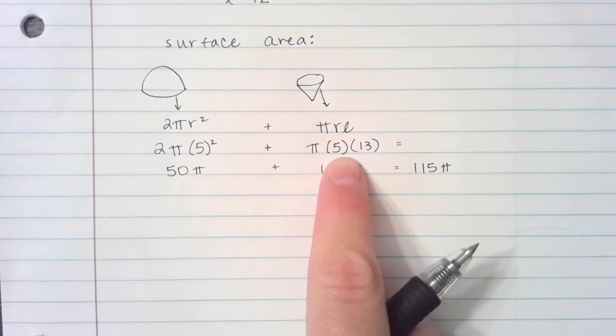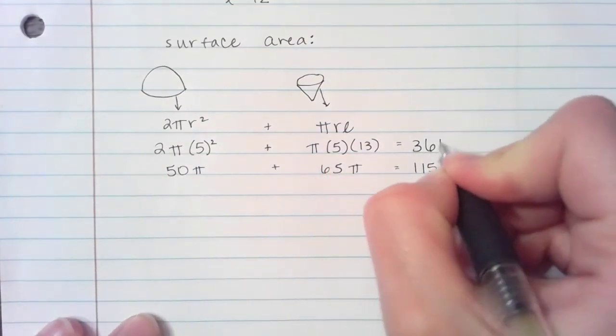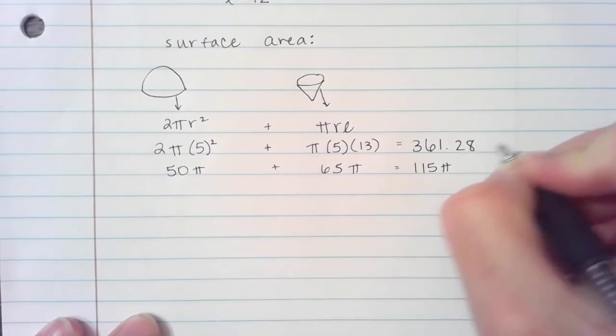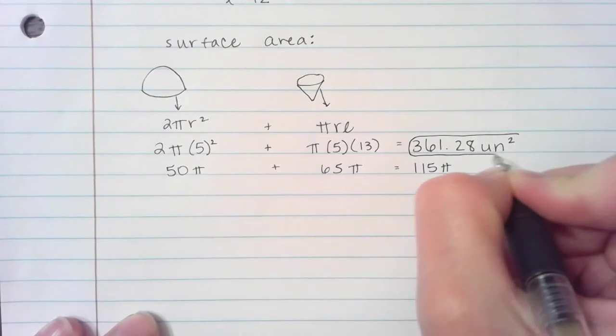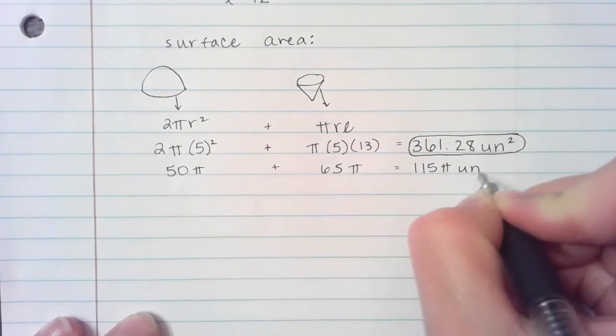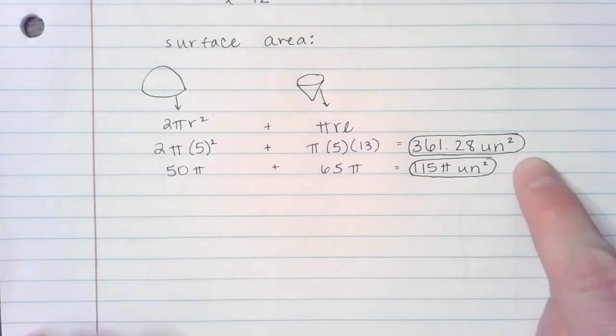Whereas my rounded answer, when I use the pi button in this case, is 361.28 units squared. Now that's using the pi button. That's not me using 3.14. So if it asks you to use 3.14, make sure you're doing that.